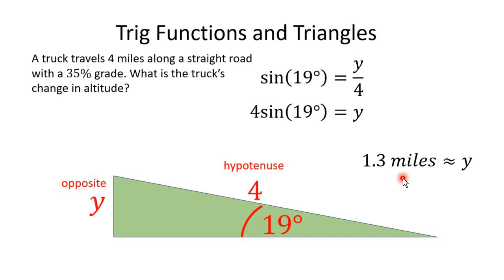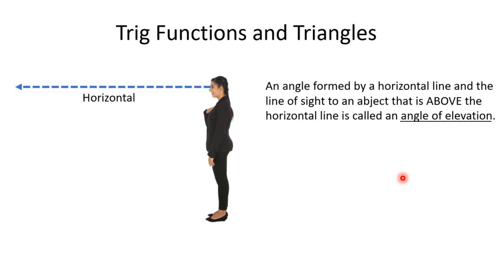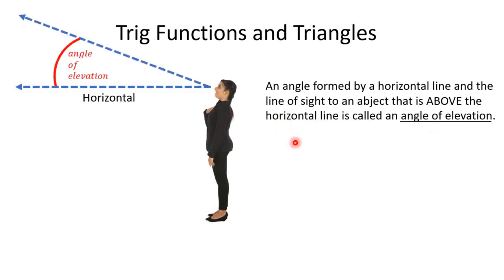All right, let's define some words now. A definition that I want to make here is the definition of an angle of elevation. An angle formed by a horizontal line of sight to an object that is above horizontal is called an angle of elevation. So if we start with a horizontal line of sight, but then we look up, that angle that our line of sight has moved through is called an angle of elevation from the horizontal.